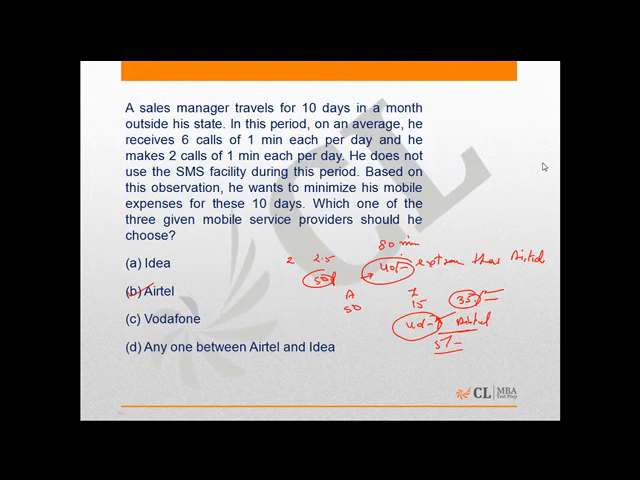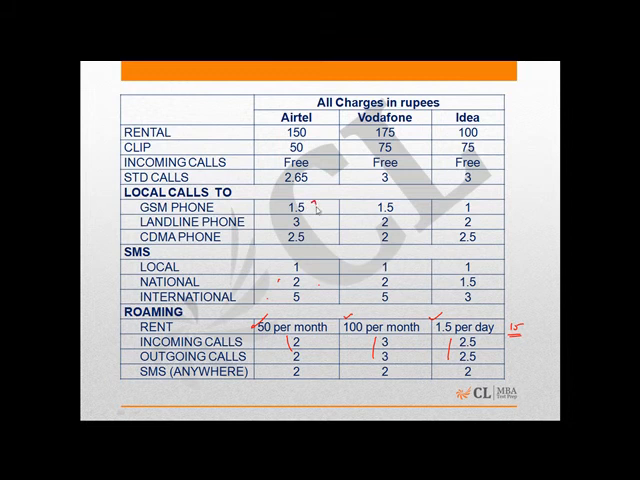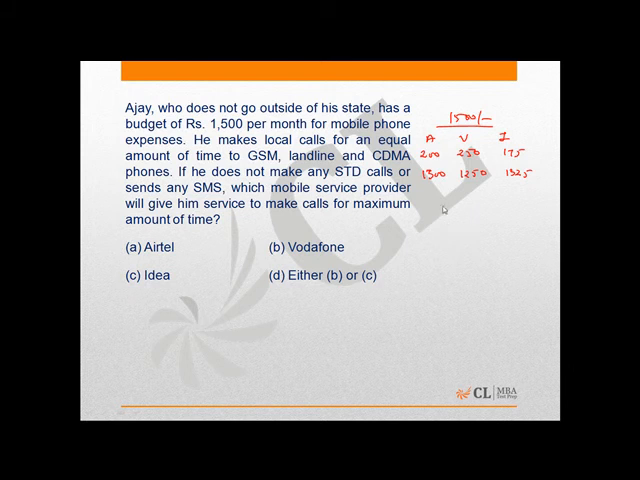If you see the rates of Airtel, if I spend an equal number of calls on GSM, CDMA and landline, this total will come out to be 7, this total will come out to be 5.5, and this is again 5.5. So on an average, one call each to GSM, landline and CDMA will cost me 7 rupees here, 5.5 here and 5.5 here again. In case of Airtel, I have only 1300 rupees, but the call rate is very high, 7 rupees. For Vodafone and Idea, the call rate is the same, and the talk time for Idea is more than Vodafone, so I should choose Idea here.